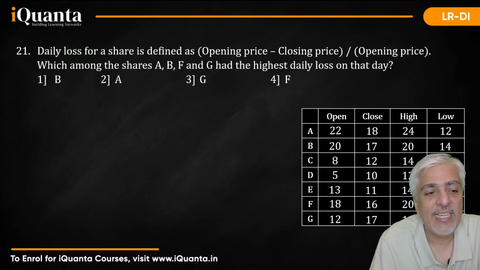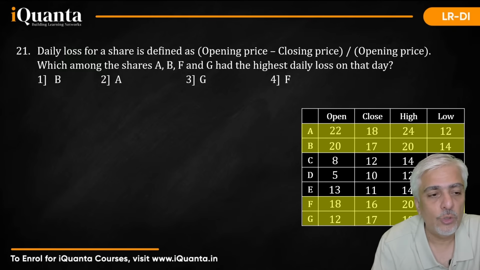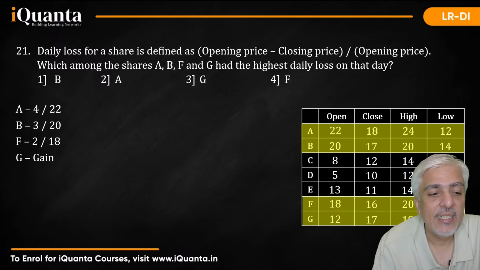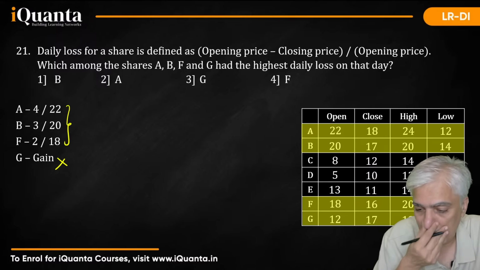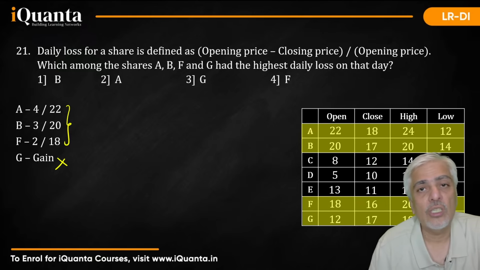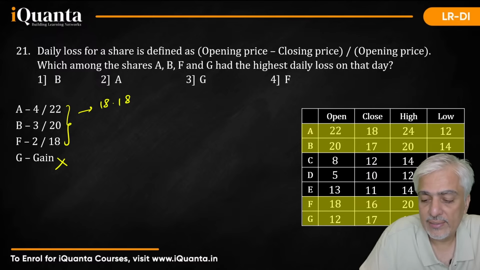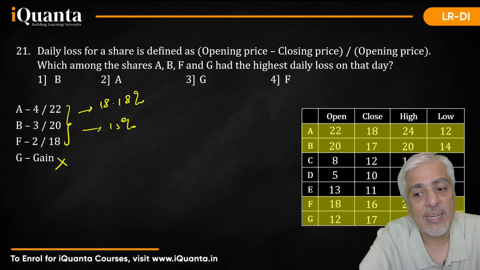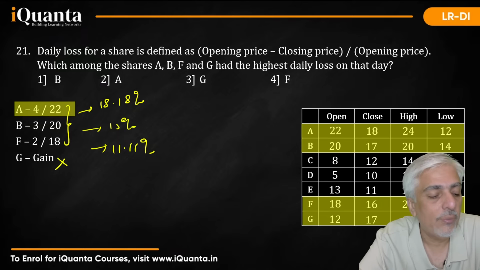Daily loss. How will you find daily loss? Daily loss for a share is opening minus closing divided by opening. So you just have to do for these 4 shares. A is 4 by 22, B is 3 by 20, F is 2 by 18, and G is a gain. So I don't even have to look at this one. I have to solve for only these 4. 4 by 22 is 2 by 11. 1 by 11 we know is 9.09 in percentages. So this is approximately 18.18%. 3 by 20 is approximately 15%. And 2 by 18 is 1 by 9, which is 11.11%. Highest daily loss will be A, 18.18.